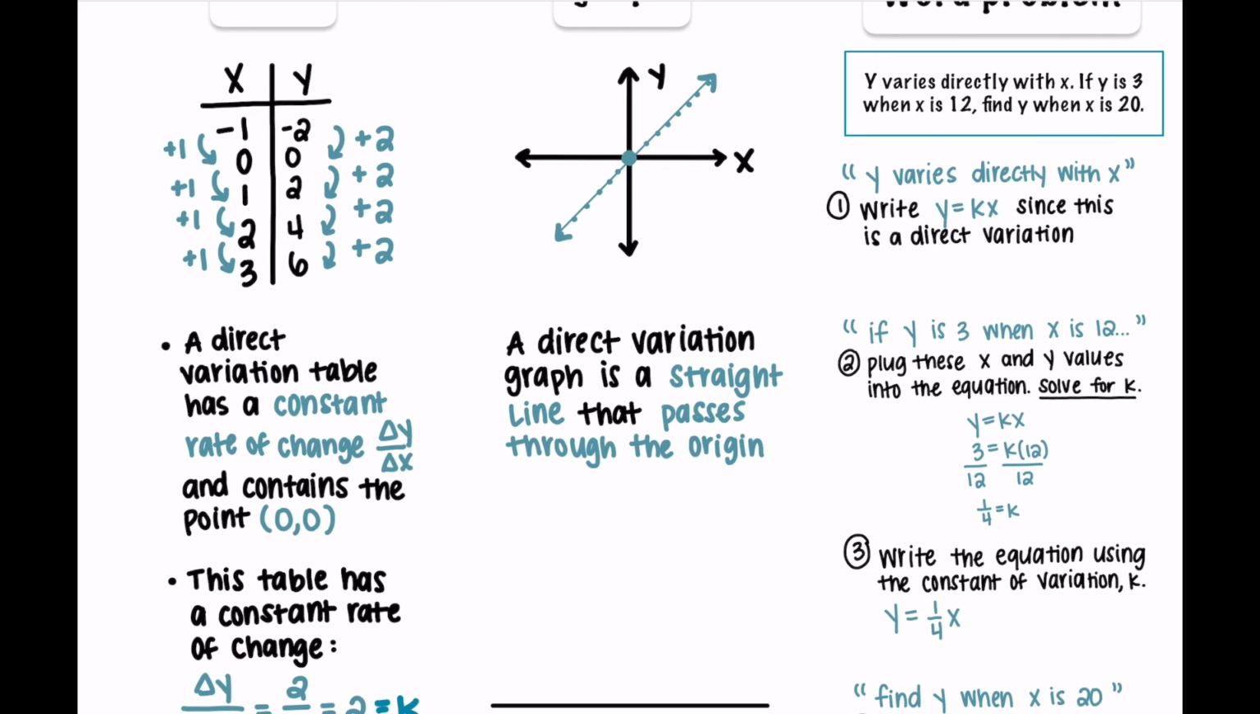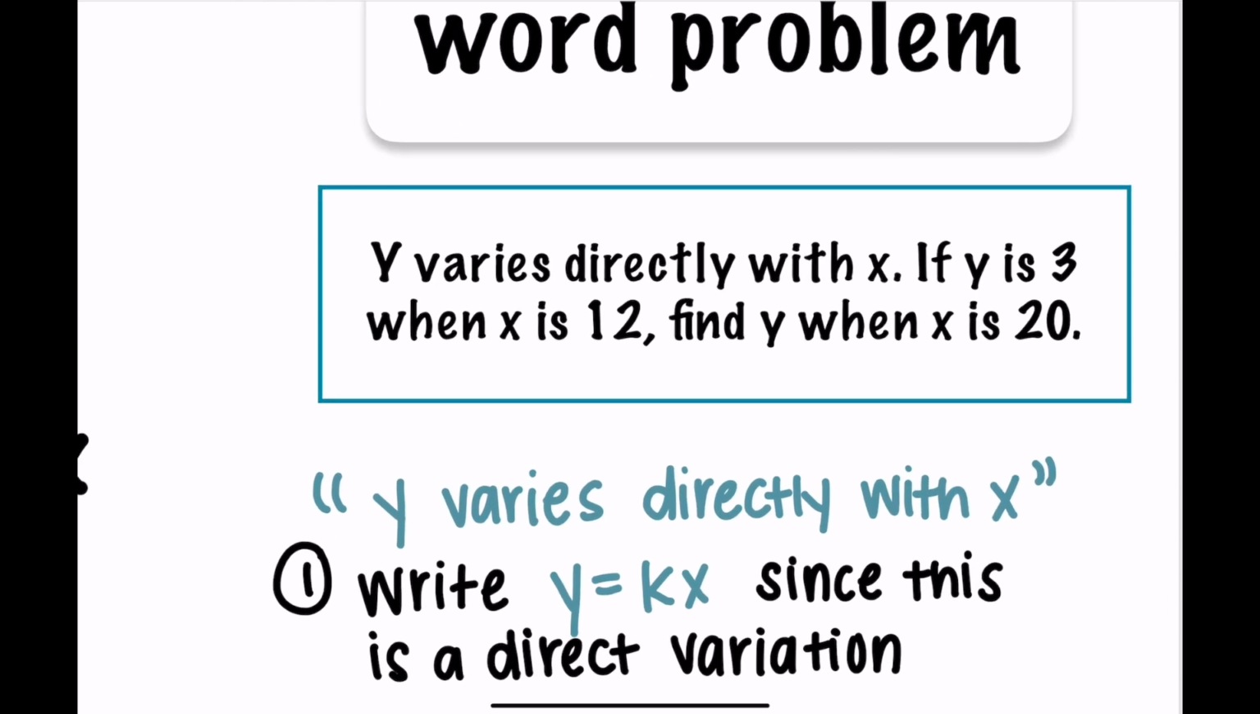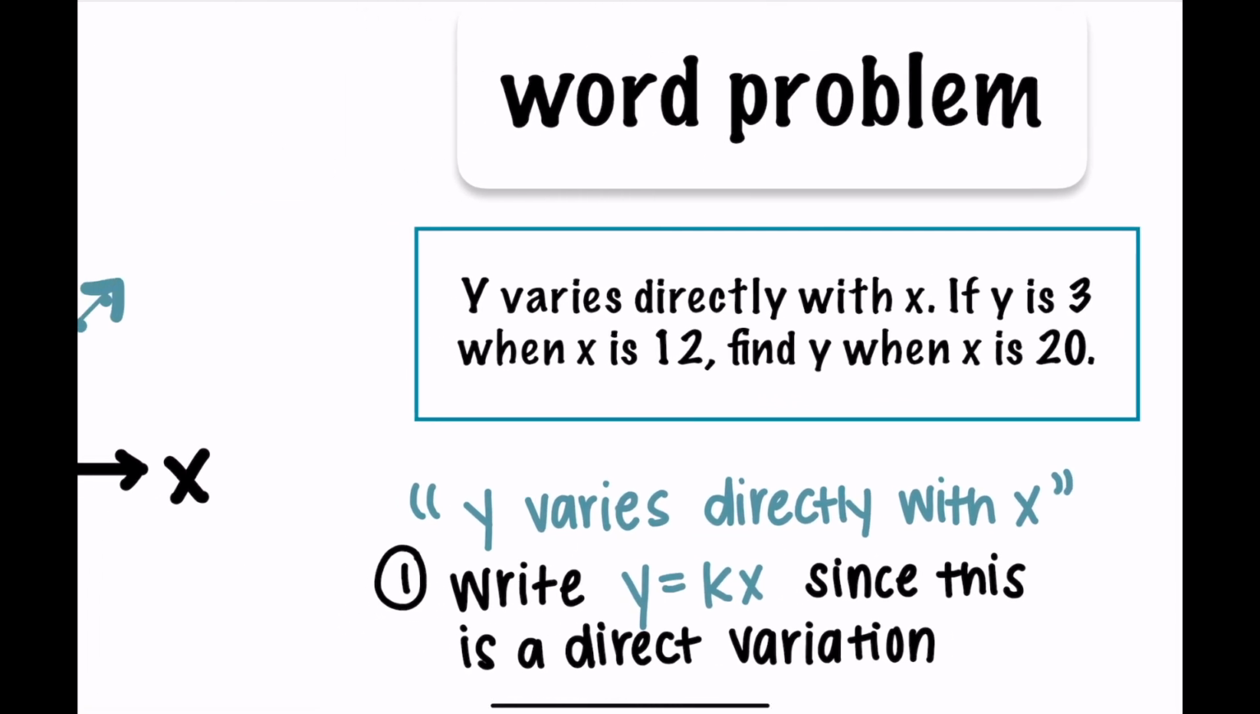And finally, word problems. This is where it can get a little bit tricky, but there is a process to it, and I think you'll find that it makes sense when you understand that anytime you have a word problem that says there's a direct variation, you're trying to find the constant of variation k so you can write y equals k times x.